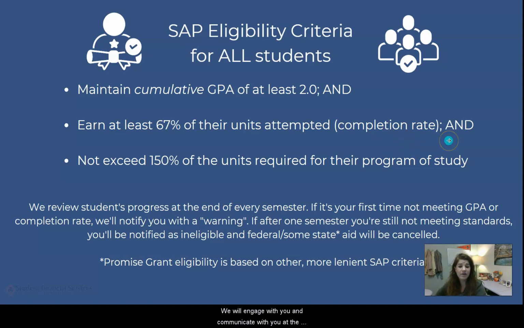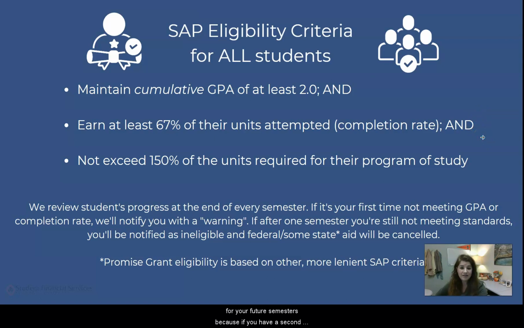We will engage with you and communicate with you at the conclusion of every semester to notify you of the status of your eligibility, whether you continue to be eligible and in good standing. We'll also notify you if you're on warning. So in the event you're not able to meet one of these criteria and it's your first time, we will give you a warning, and that'll hopefully give you the support and reminder that you need to get things boosted back up, or get some help so that you are able to find success for your future semesters.